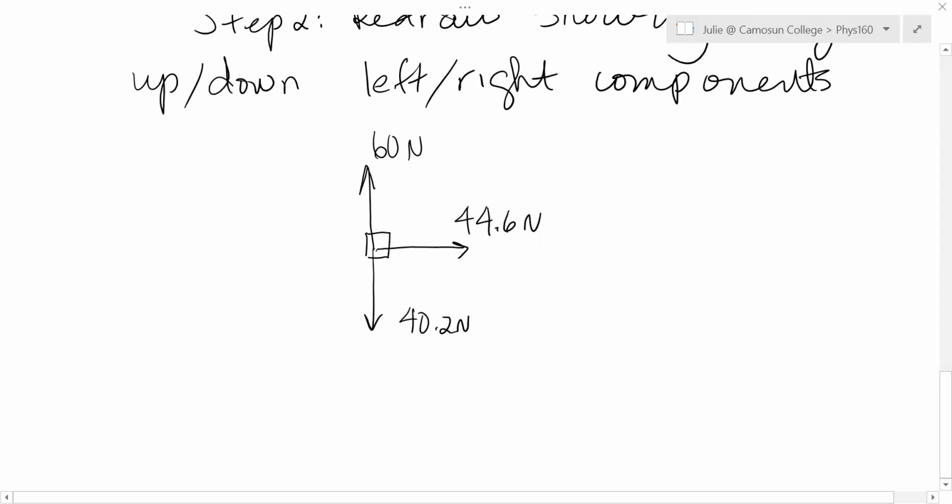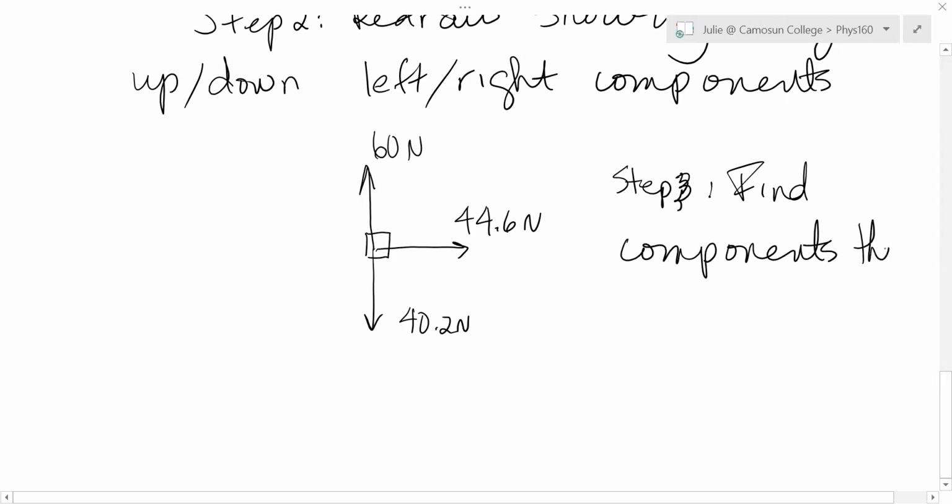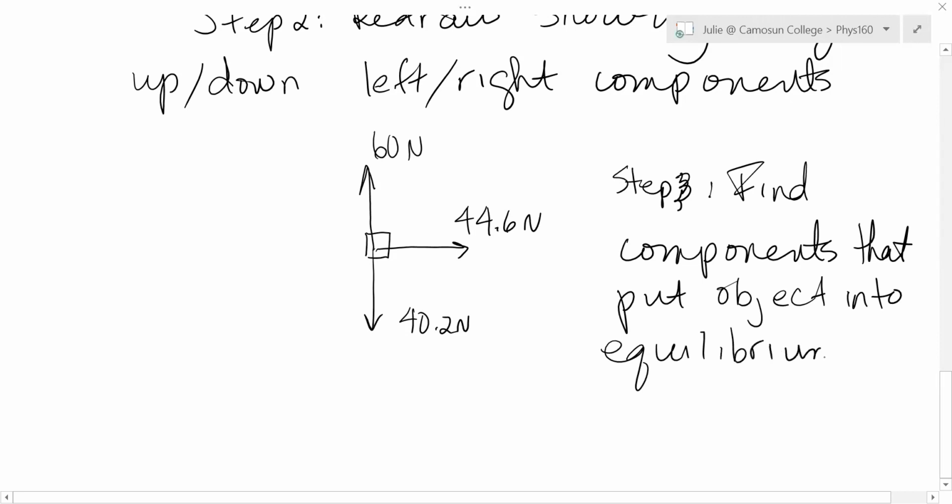Okay, so step three, find components that put the object into equilibrium. And you know it's in equilibrium because your kneecap doesn't fly off. So your kneecap is stationary with those forces pulling on it. There has to be another force or forces working on it so it doesn't go flying off down your shin bone.